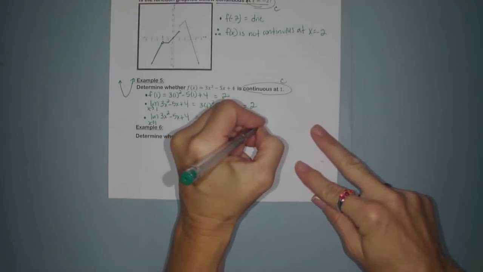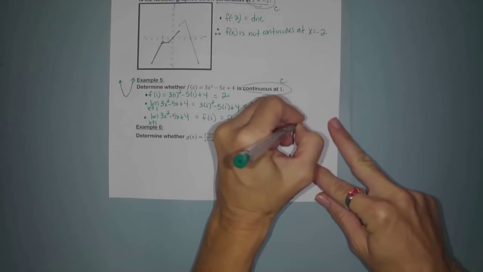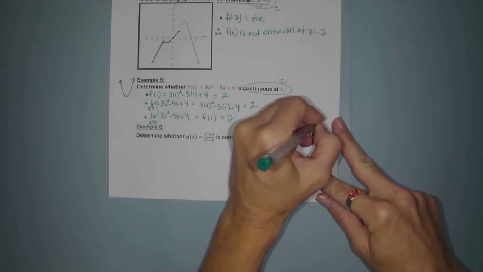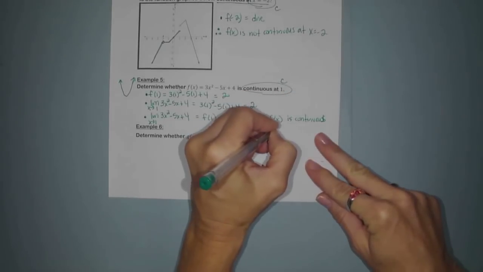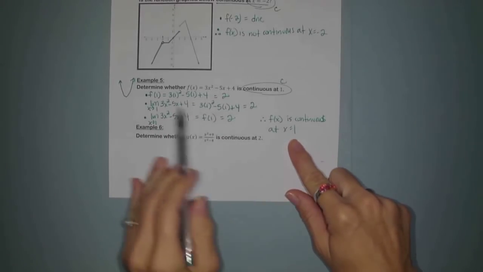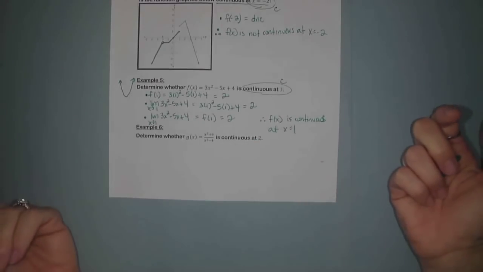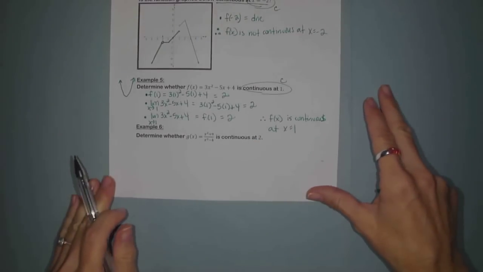Therefore, I conclude that my function f of x is continuous at x equals 1. So this is just saying informally that if I draw this quadratic, when I get to x equals 1, I don't have to lift up my pencil, which is exactly what I guessed.